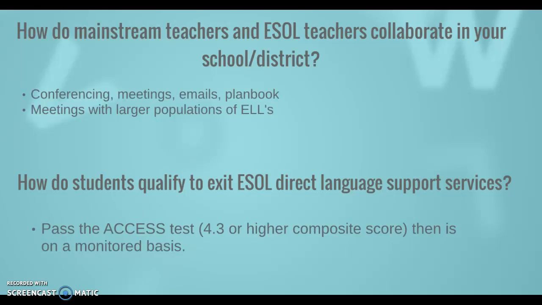Students can qualify to exit ESOL direct language support by passing the ACCESS test, and the score needs to be a 4.3 or higher composite score. And if they meet that, then they will just be on a monitored basis. So like I said, with those older students in 4th and 5th grade, they passed the ACCESS test with 4.3 or higher, and so now they are monitored twice a year.